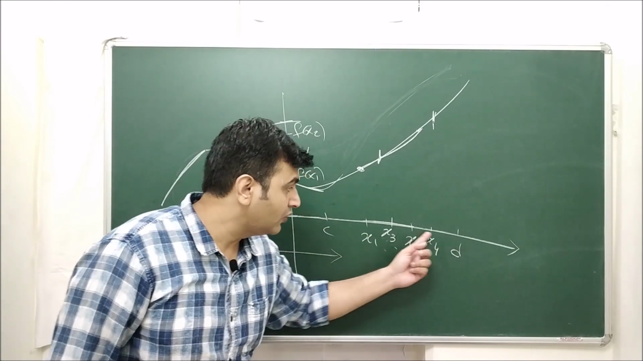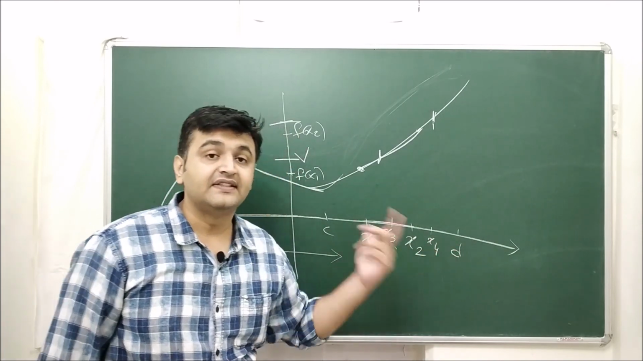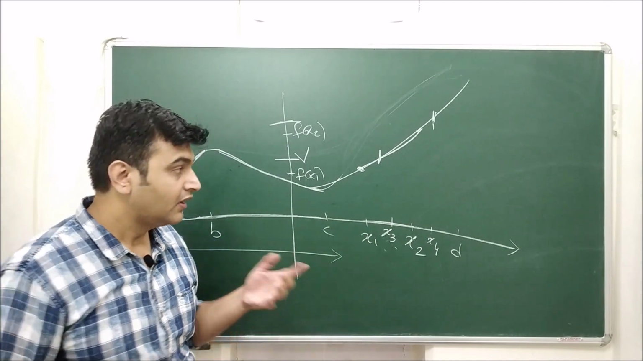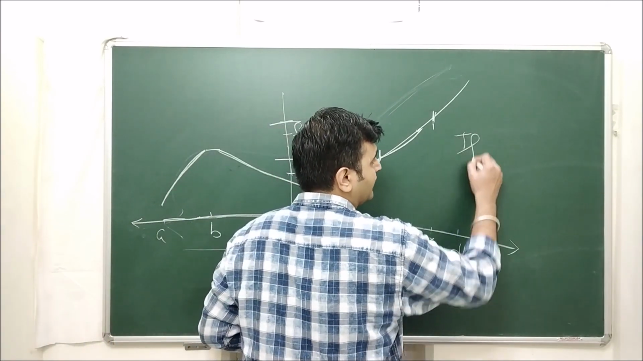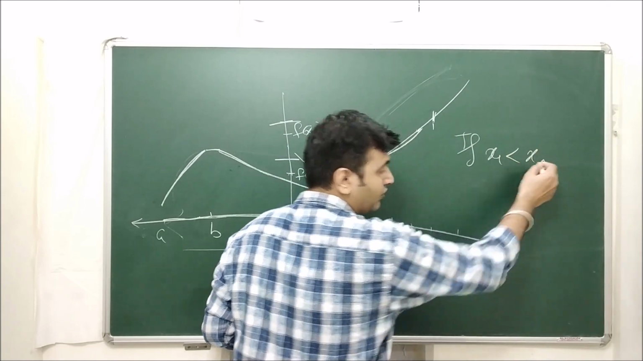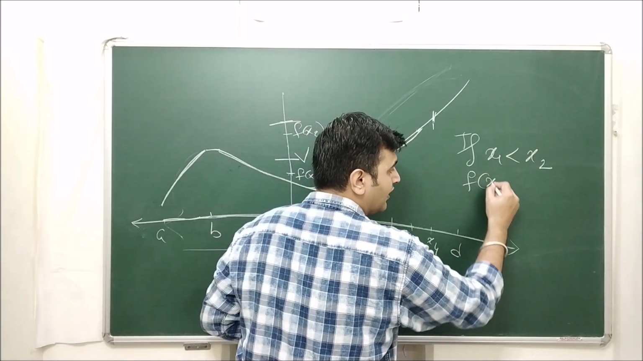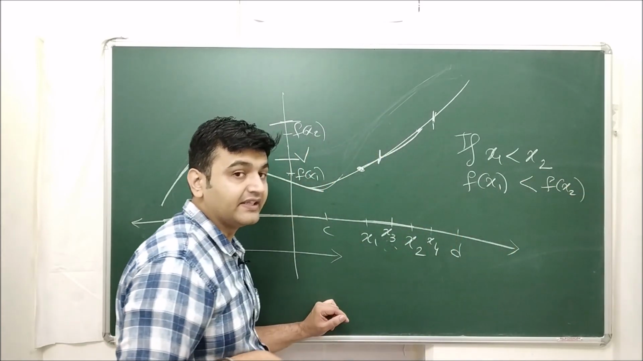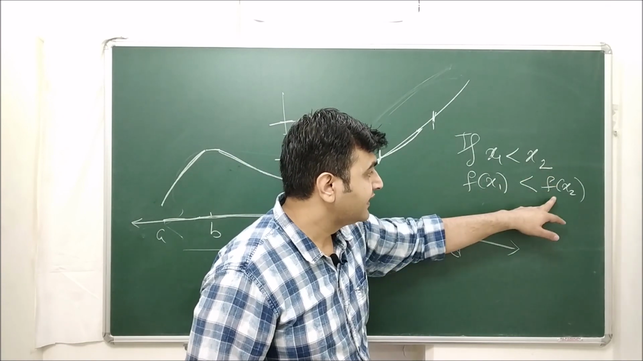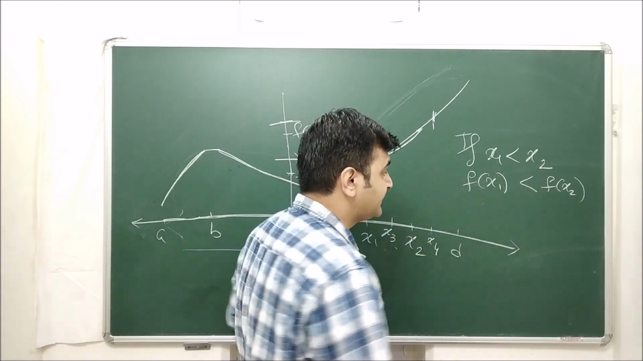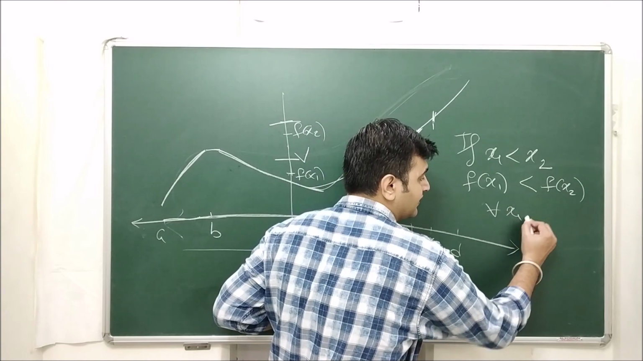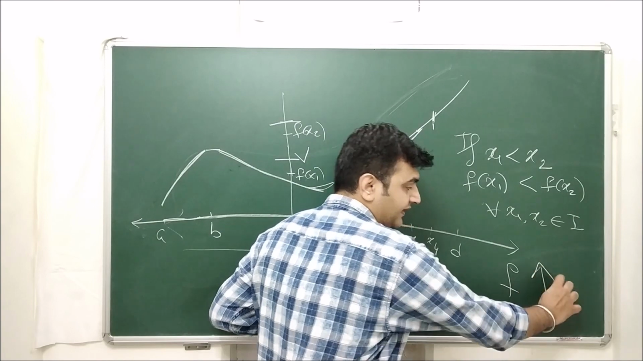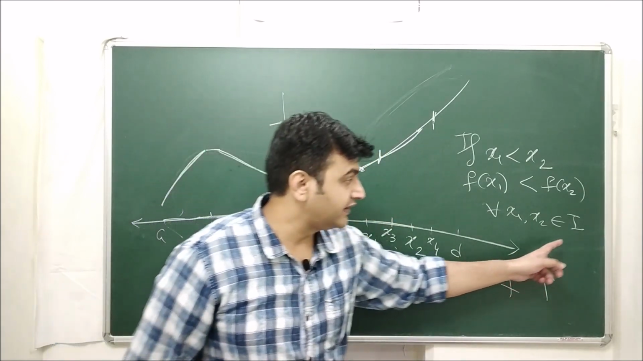If this is true for all elements in the interval, then we say that the function is an increasing function in that interval. If I want to write it down precisely: if x1 is less than x2, then you take their images. If their images also preserve the same inequality, so that when you take their images the inequality remains the same, and this is true for all x1, x2 belonging to some interval, then we say that f is an increasing function over that interval.